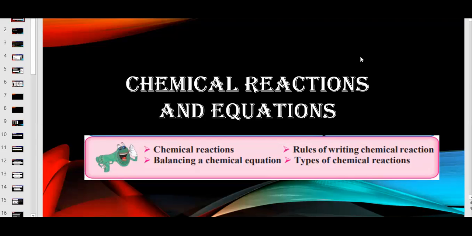Hello everyone. This is a chapter from the Science Part 1 textbook, Chemical Reactions and Equations. In our previous class, we learnt about the periodic table, metallic properties, atomic radius, and different properties. This is a continuation of that, the chapter on chemical reactions and equations.